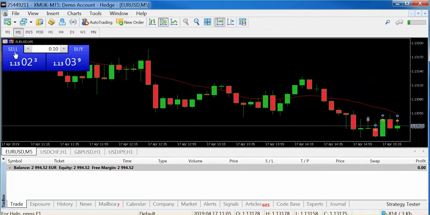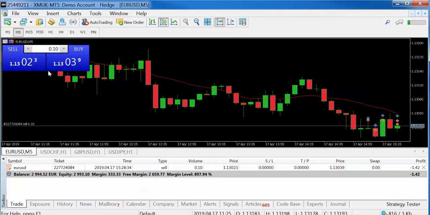Press sell. So now we've hit the sell button. Again, now we look over to the profit section, we can see we are minus £1.42. So we are losing £1.59 now. So you see, we can see the trade.